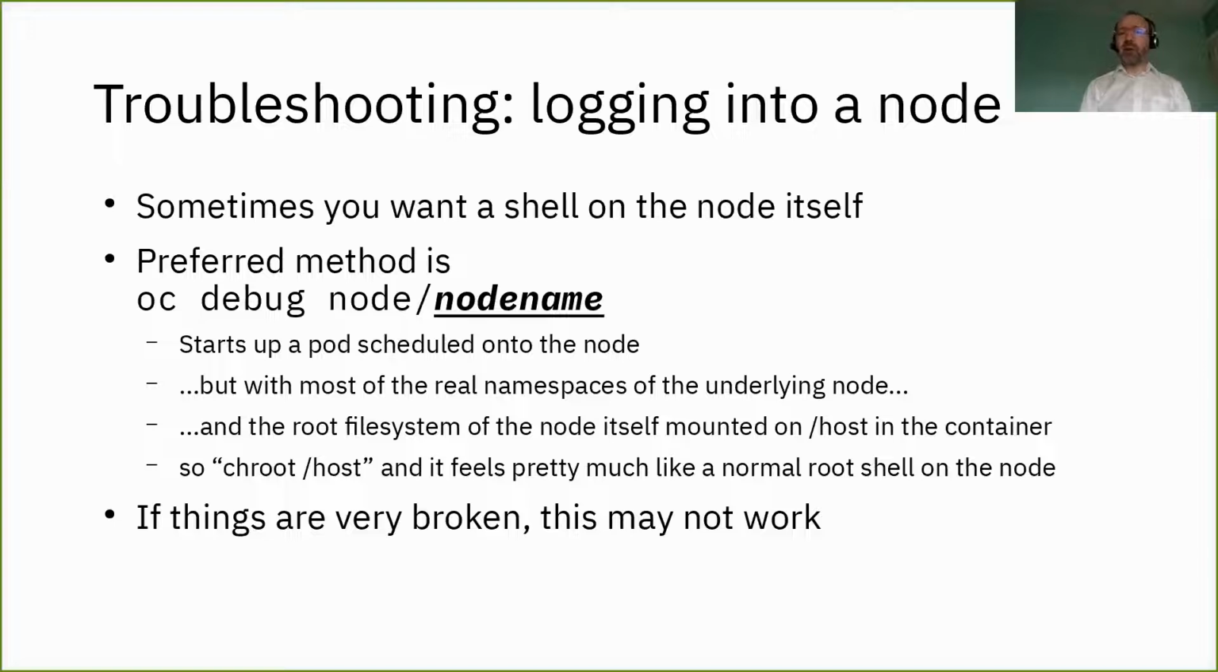And the preferred way of doing that these days is with this OC debug command. So if you go OC debug node and tell it the node name, the virtual machine name, what it actually does is it starts up a pod, starts up a container, which it then schedules onto that node. So the node's running a container, but instead of that being a typical pod, which is nicely fenced off from the rest of the world, it's a pod which is given access to the real namespace of the node. And the real file system of the node is then mounted on /host within your container.